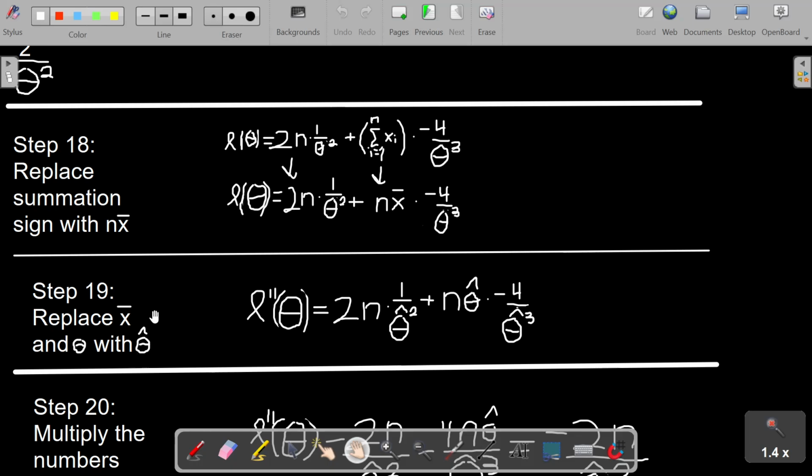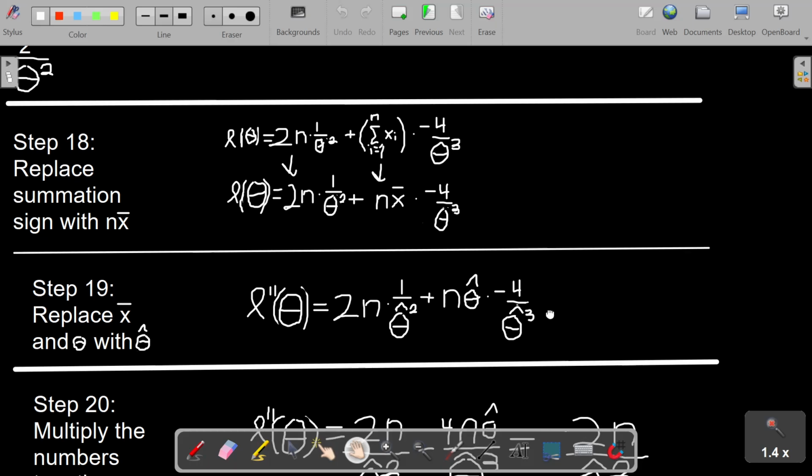Step 19, replace x bar and theta with theta hat, and we are replacing two signs. So we're replacing, first of all, this one here, theta squared 2 with theta hat squared 2. We're replacing x bar with theta hat, and we replace theta elevated 3 with theta hat 3.